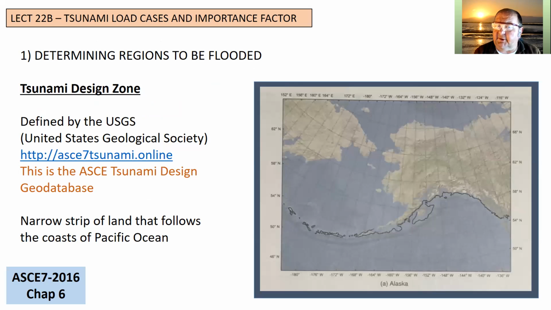So the first way we're going to look at where is likely to have a tsunami wave is we're going to go to the USGS, United States Geological Survey. They actually have what they call the ASCE Tsunami Design Geodatabase, which is literally maps of a large amount of the U.S. coastline. And here's the map for Alaska, and it actually shows all these shorelines of Alaska where they have data about potential tsunamis.